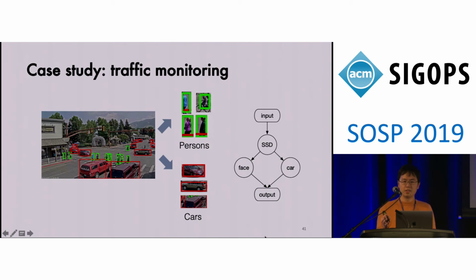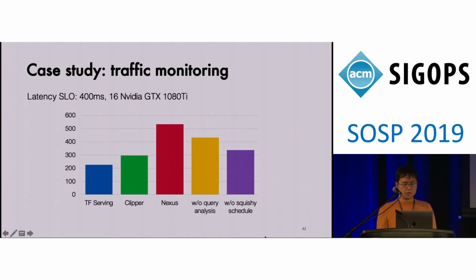As we already explained what the application does, we're trying to recognize persons and cars in traffic camera videos. We also evaluate this application on 16 GPUs with a latency SLO for the entire query of 400 milliseconds. And we can see Nexus can still achieve the highest throughput. In particular, we can achieve 1.8x higher throughput than Clipper. Query analysis contributes 90% of the improvement, and squishy bin packing contributes 22%.